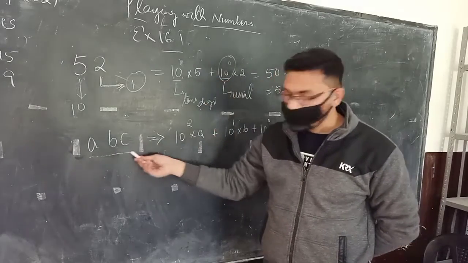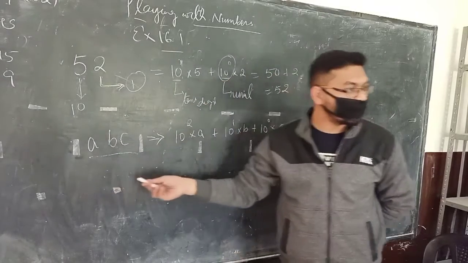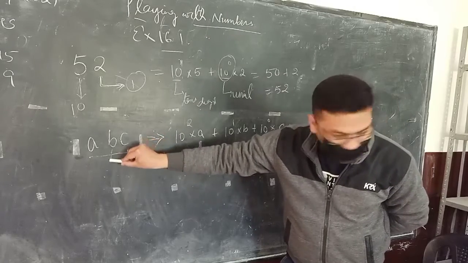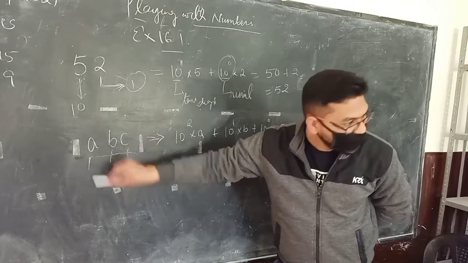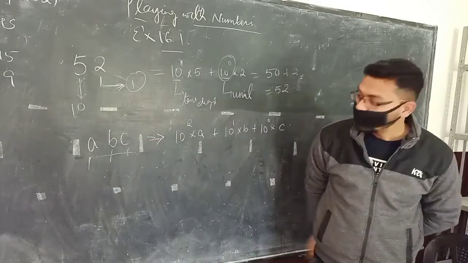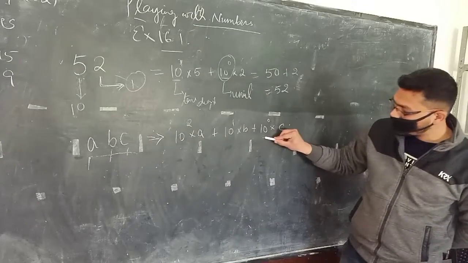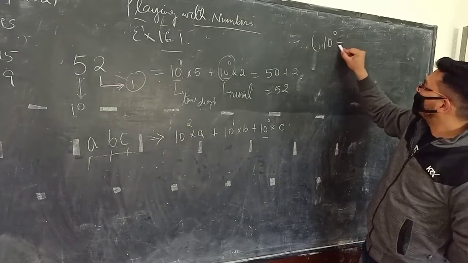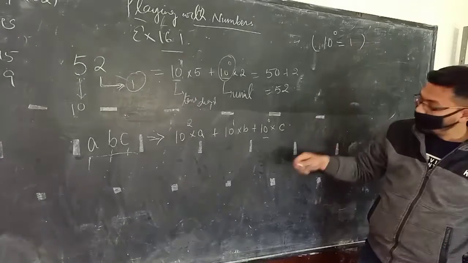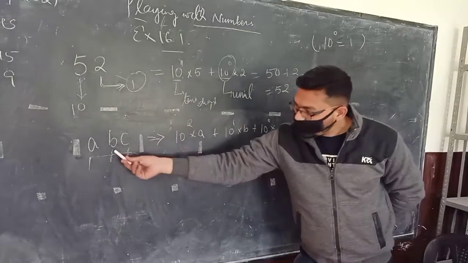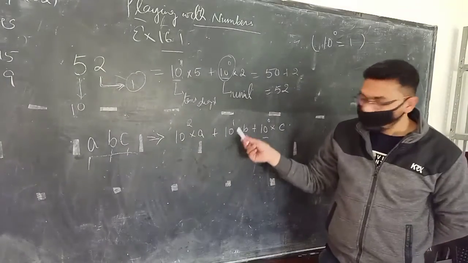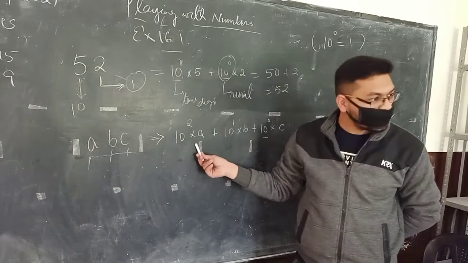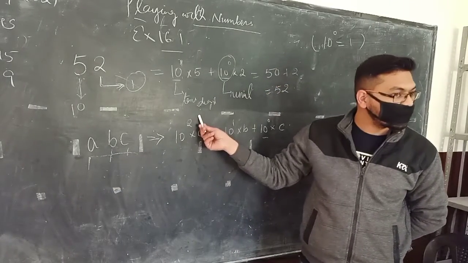Similarly, ABC can be written like this. Beta, this is the unit place, this is the tens place, and this is the 100 place, right? So the unit place can be written as 10 to the power 0, and 10 to the power 0 is nothing but 1, into C. Then B is in the tens place, so 10 to the power 1 into B, right? Similarly, A is in the 100 place, so 10 to the power 2 is nothing but 100.